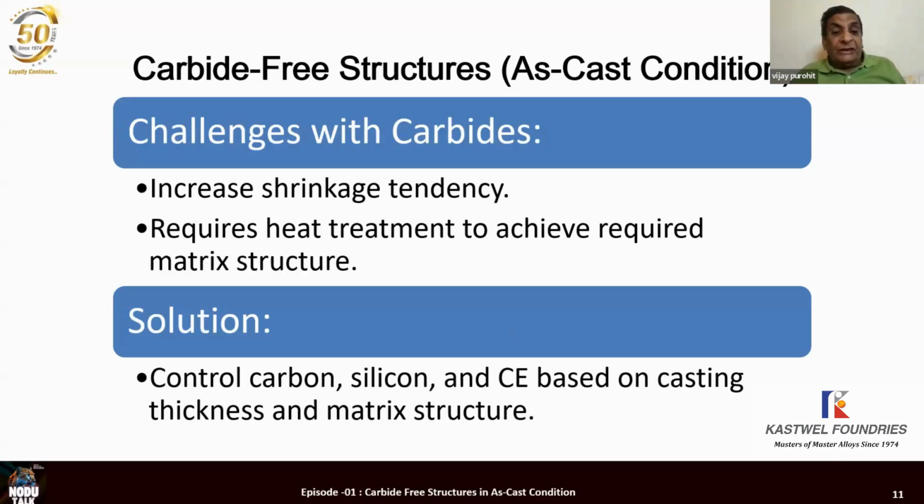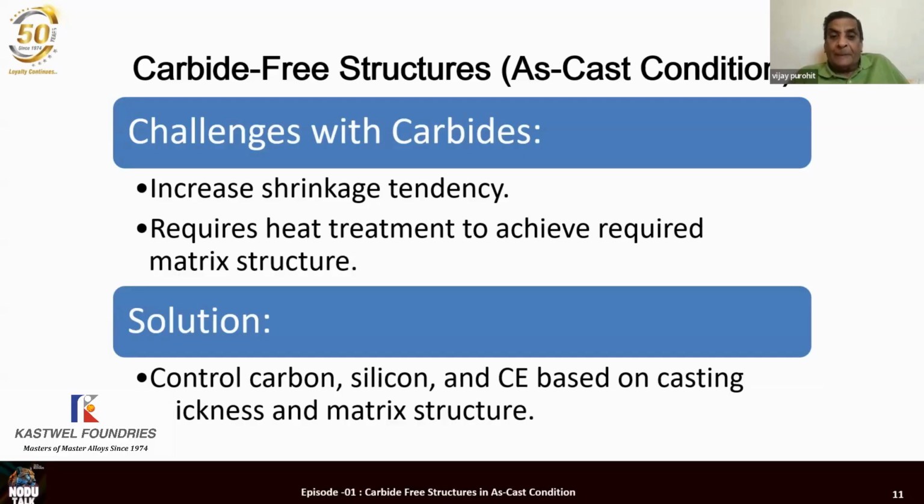The casting should not require any heat treatment to achieve the required matrix. Any carbide in the structure means you have to do the heat treatment. And that heat treatment has to be done at a very high temperature, 930 degrees centigrade, to anneal out the carbides. So we don't want any heat treatment to be done to remove the carbide. So we must produce the casting carbide free in the as cast condition. What are the solutions for achieving this requirement? The solution is controlling the carbon, controlling the silicon, controlling the carbon equivalent, which is based on the thickness of the casting and the matrix structure required for the mechanical properties.